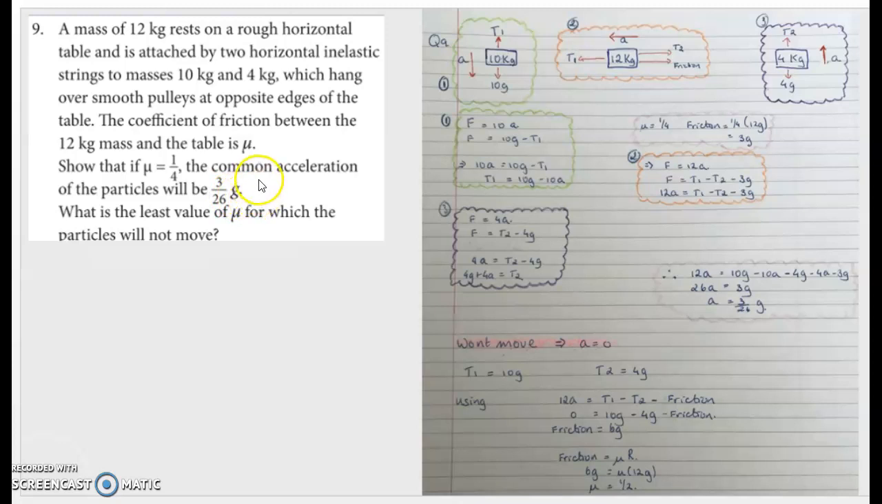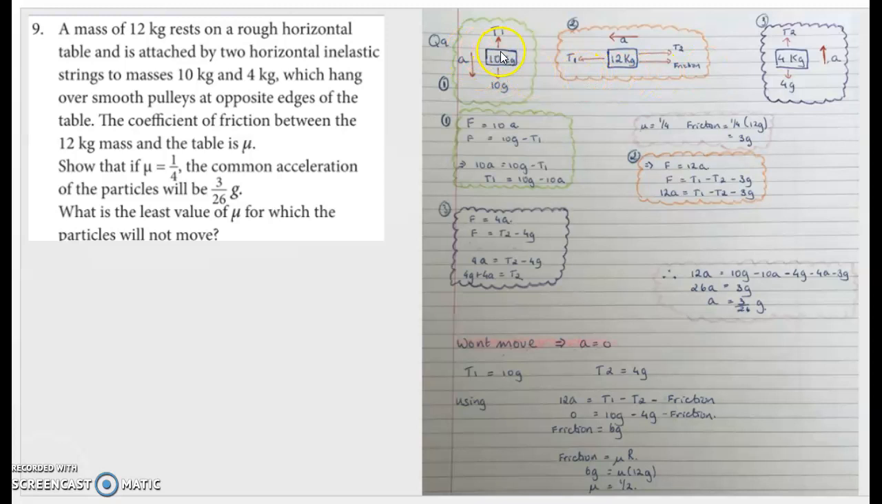Okay, so the first one asks us something about the common acceleration. So what I'm going to do is ignore the fact that they've given us what the acceleration should be, and I'm going to calculate the acceleration. So I set up my system as before.